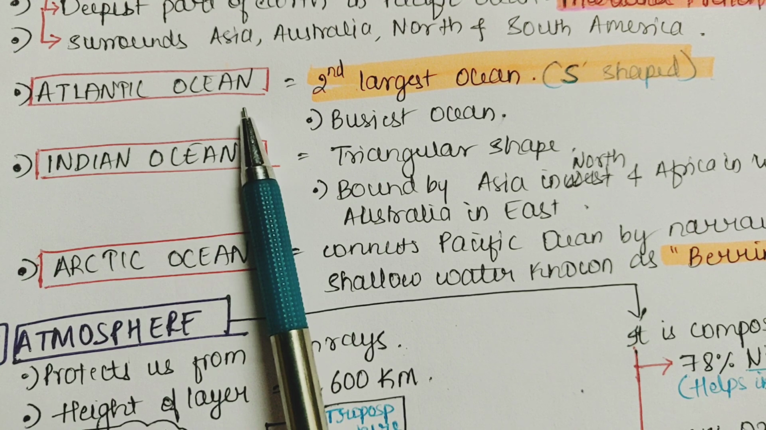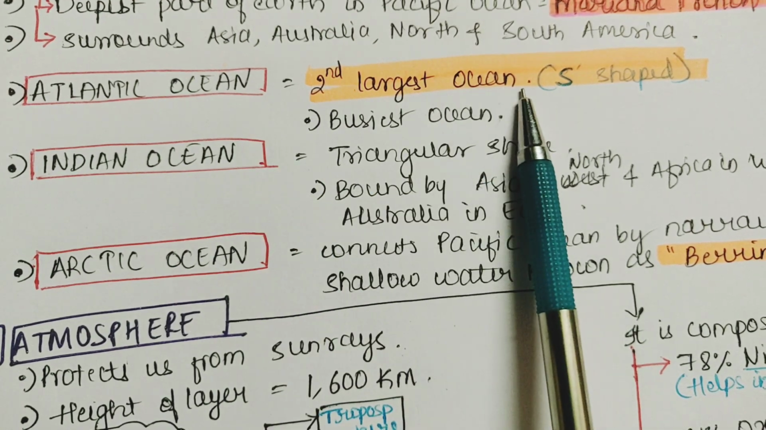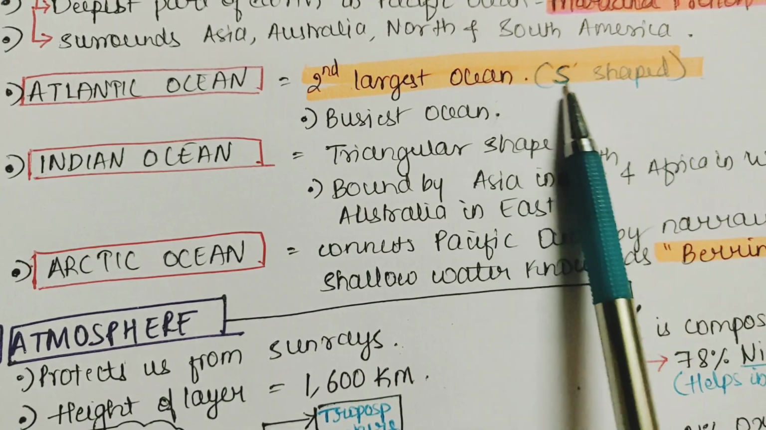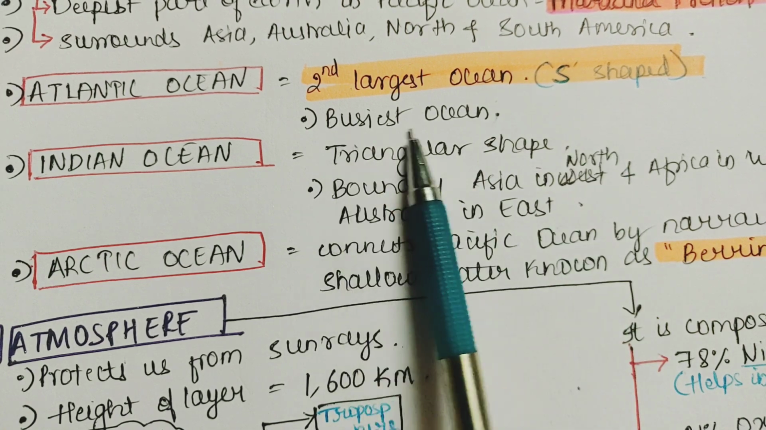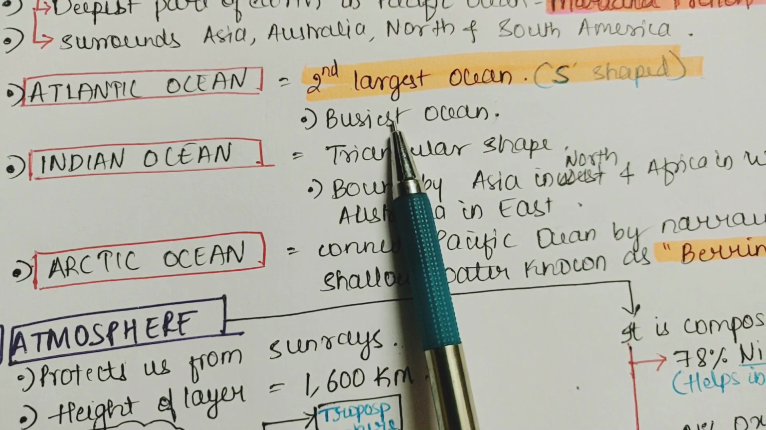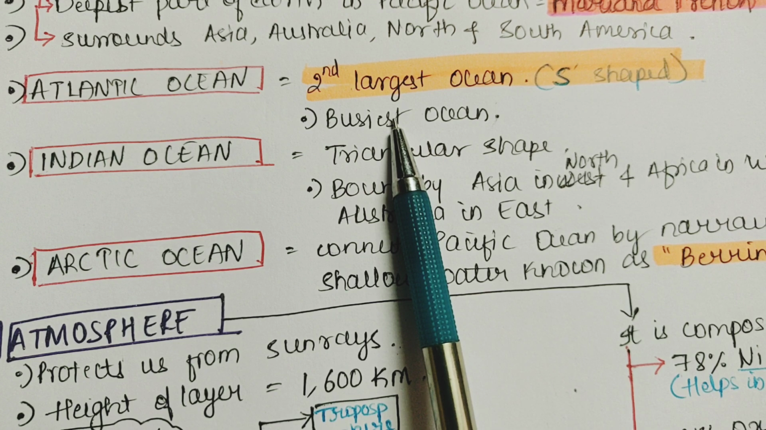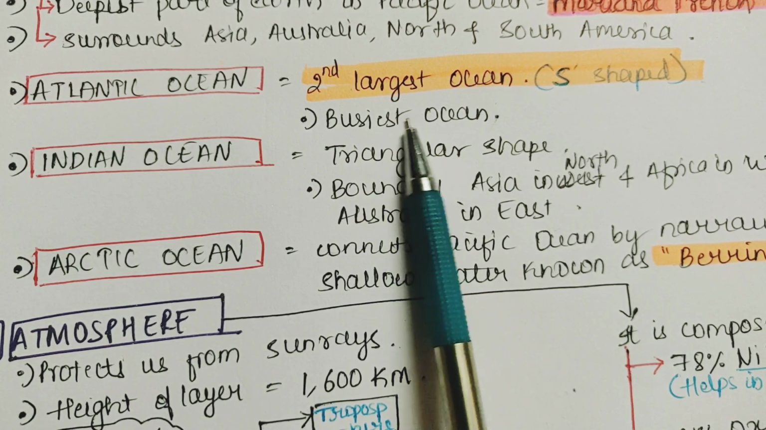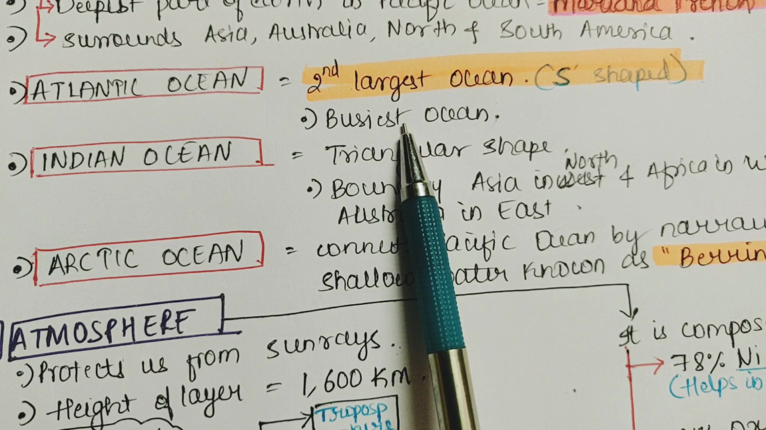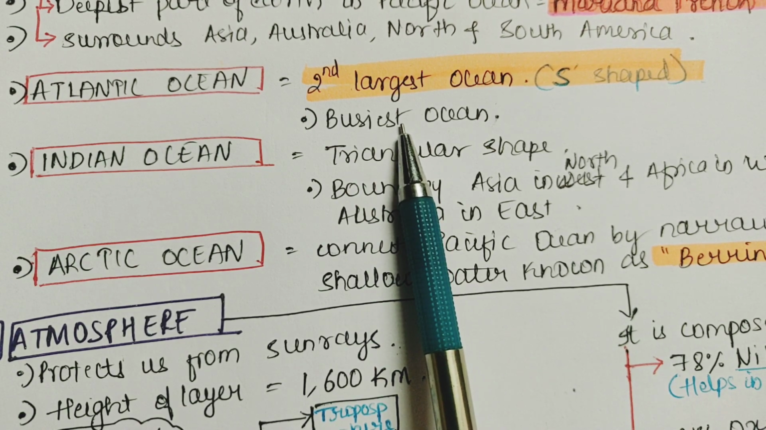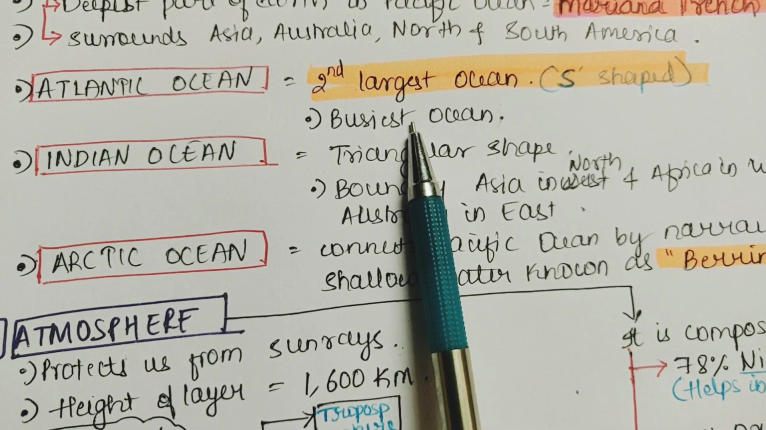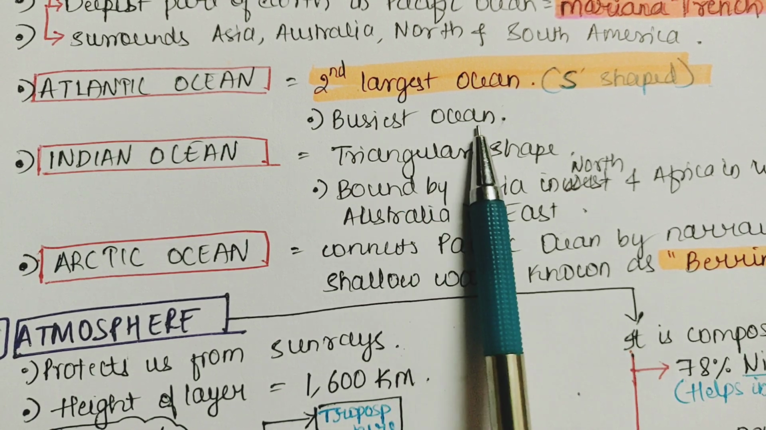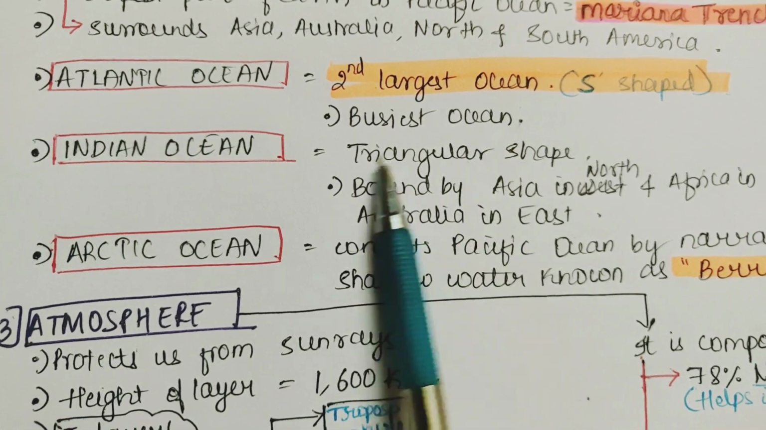Atlantic Ocean. It is the second largest ocean, which is almost S-shaped, and it is known as the busiest ocean. So this is because the irregular and indented coastline provides ideal location for natural harbors and ports. So from the point of view of commerce, it is called as the busiest ocean.